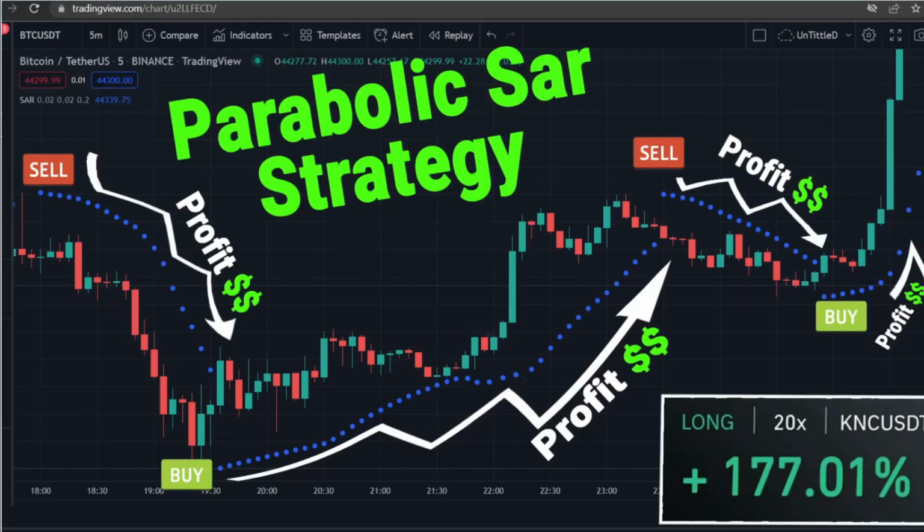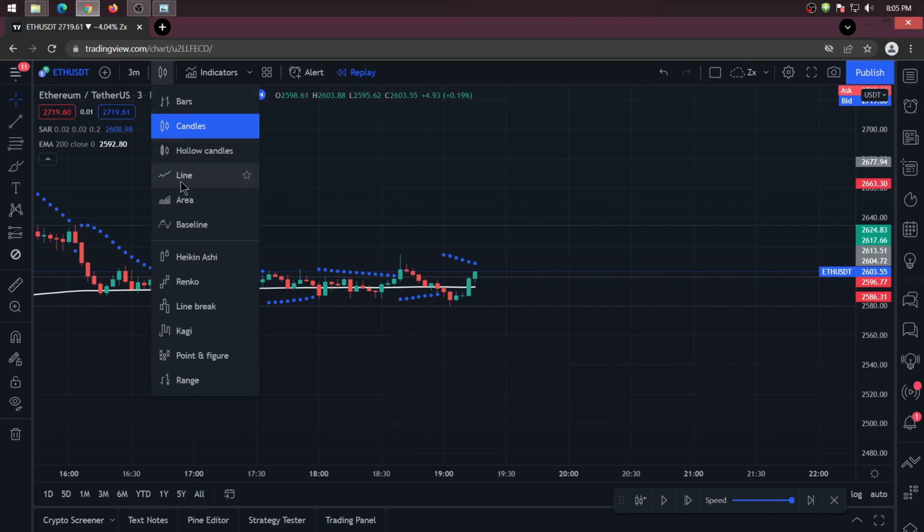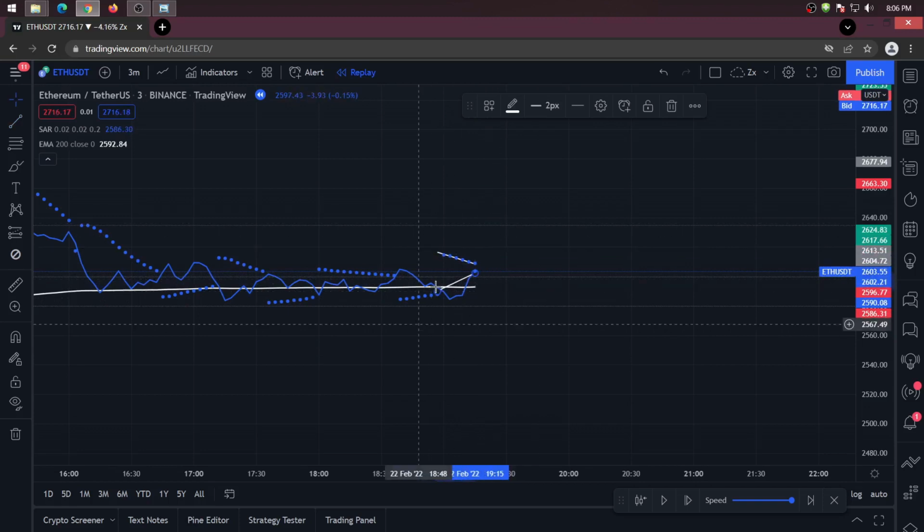Next, with the parabolic SAR, you can find hidden parabolic SAR divergence, and parabolic SAR divergence is a very profitable trading strategy. So first, what is parabolic SAR divergence? Parabolic SAR divergence is when the price is going in the opposite direction of the indicator. Let me show you an example. To find parabolic SAR divergence easily, you should change the chart type to line, and you can see the parabolic SAR indicates a downtrend, but the price line is in an uptrend. This is parabolic SAR divergence.